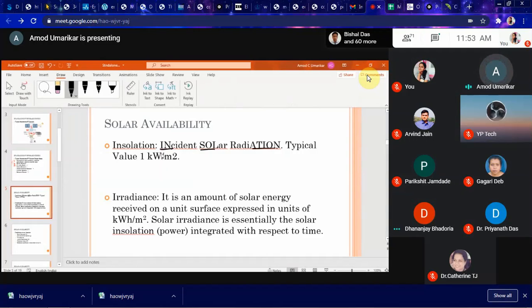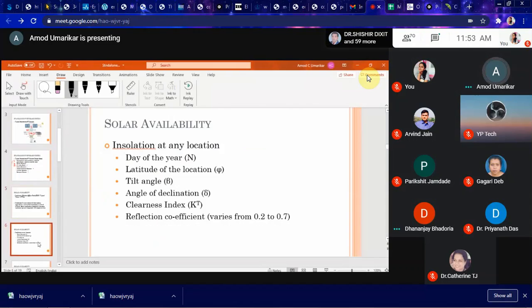The typical value is 1 kilowatt per meter square. And irradiance is the amount of solar energy received on a unit surface, expressed in units of kilowatt hour per meter square. So solar irradiance is essentially the solar insolation integrated with respect to time. These are the two definitions we use frequently in solar PV system design.